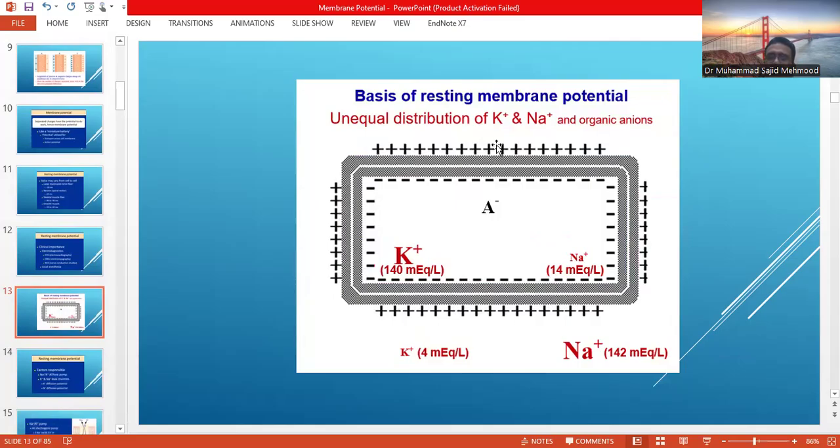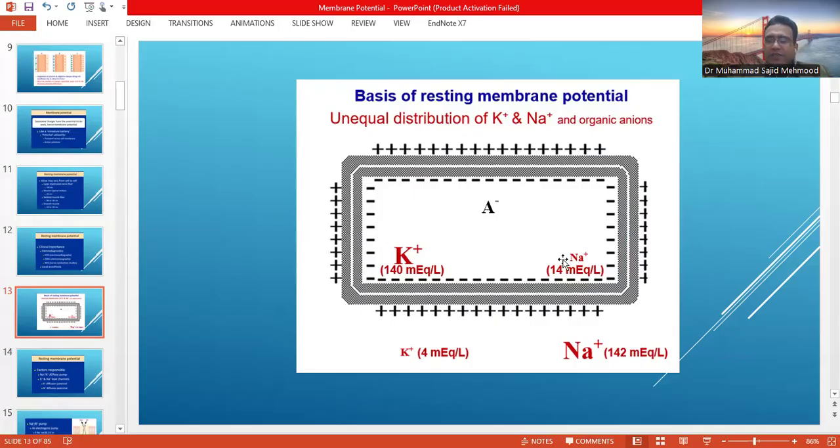Now, this is one cell which is shown in this diagram. In this cell, you can see that there is a much higher concentration of positive ions in the extracellular fluid, and there is a much higher concentration of negative ions within the cell in the intracellular fluid. In this, A represents the anions. The anions are the negative ions like sulfate, phosphate, and other proteins which are present within the cell and cannot cross this lipid barrier easily.